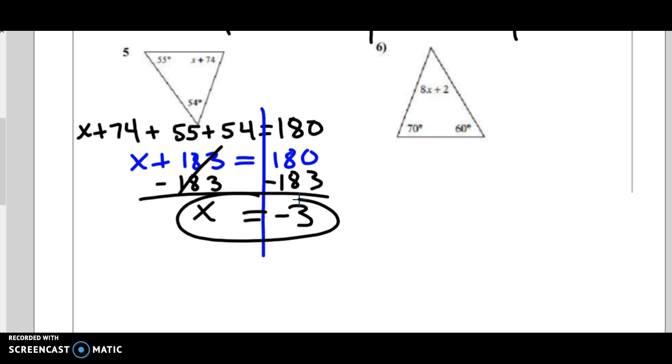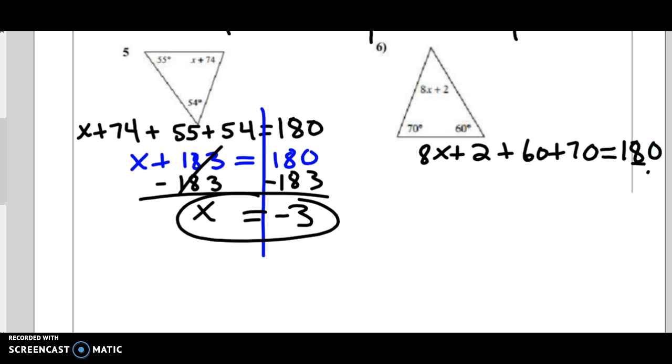Now I want you to try number 6 on your own and then play the video to check your work. This time I have 8x plus 2 plus 60 plus 70. And because we're talking about the interior angles of a triangle, they have to all equal 180. Now I want to point out that you could have written this in any order. You could have started with 70, you could have started with 60. It really doesn't matter. I just prefer to start with the term that includes a variable.